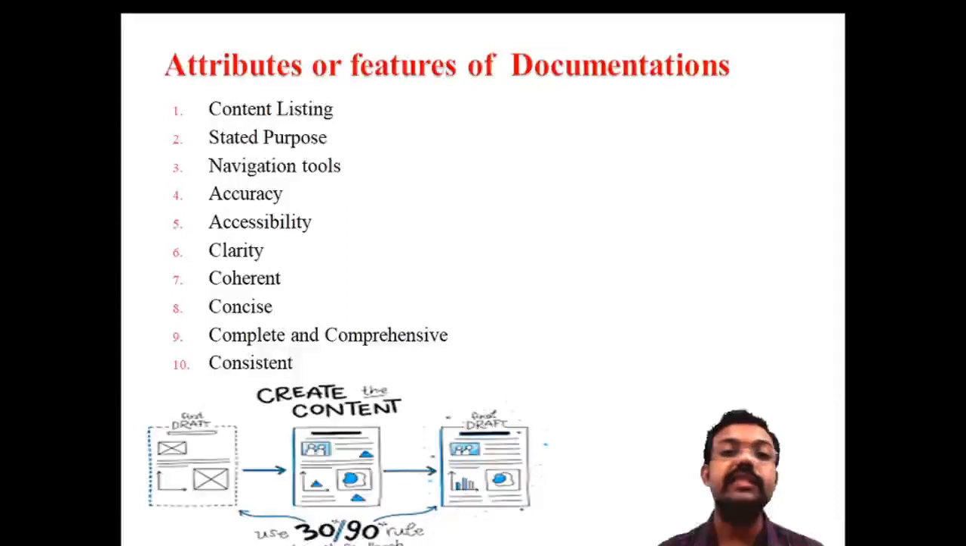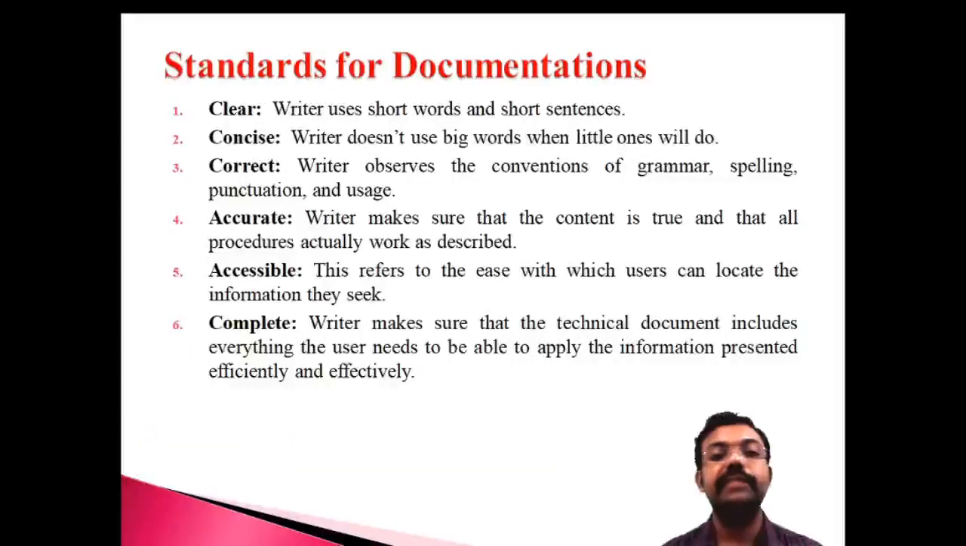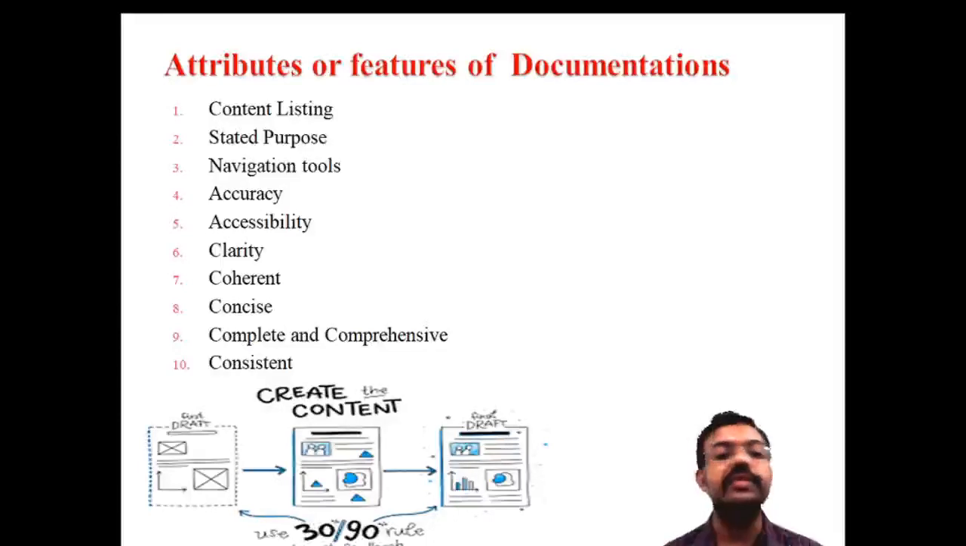Then accuracy: the documents must be accurate. Accessibility: documents can be easily accessed by different users. Clarity of the report is a very important element. There's coherence, a proper ordering of the technical documents. There must be a good system of order followed for the documentation, so coherence is a very important element. Concise, we already discussed: do not use big words. Then completeness, comprehensiveness, and consistency.